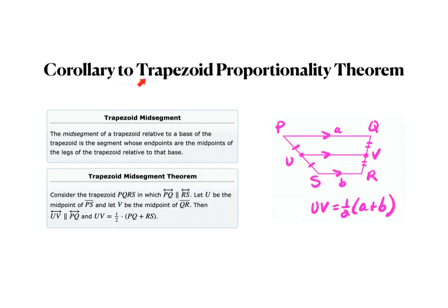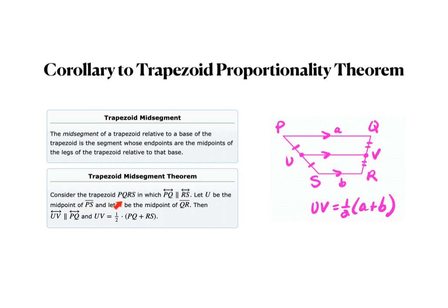A corollary to the trapezoid proportionality theorem has to do with the trapezoid midsegment. So the midsegment of a trapezoid relative to the base of the trapezoid is the segment whose endpoints are the midpoints of the legs of the trapezoid relative to that base. You can see I have it drawn over here. So UV is a midsegment of this trapezoid.